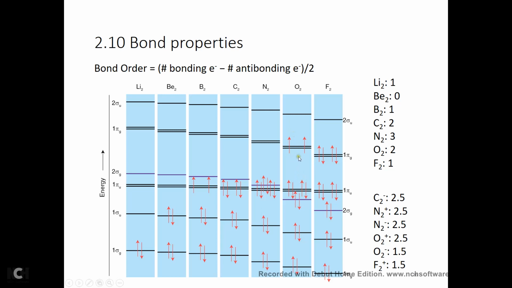What if I add 1 more electron here? Now you have 3 antibonding electrons, and then 6 minus 3, that's 3 divided by 2. The bond order is 1.5. Fluorine 2 plus, get rid of 1 of the electrons, and then you have 6 bonding, 3 antibonding. So in F2 plus, the bond is stronger than in F2.